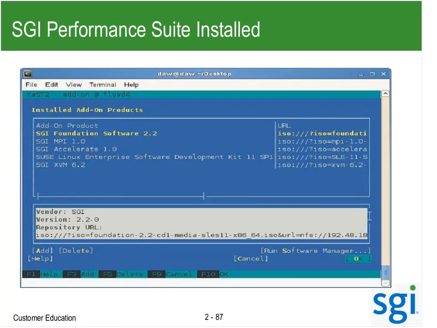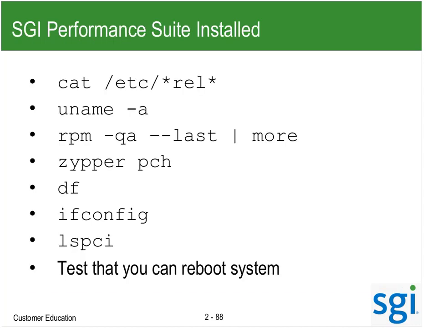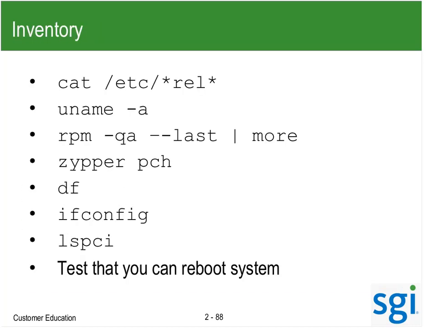So now that we're all done, I've got 1, 2, 3, 4, 5 distributions, 5 add-on products that have been added. Tab to OK. I'm kind of done here. So at that point then, I'm done.